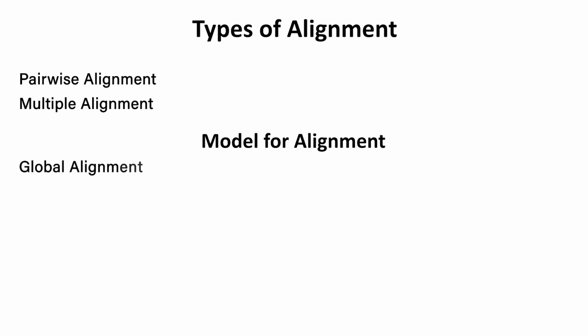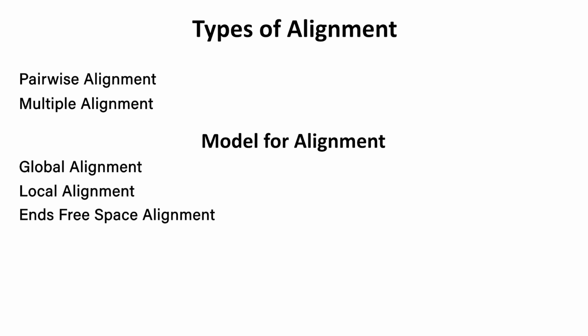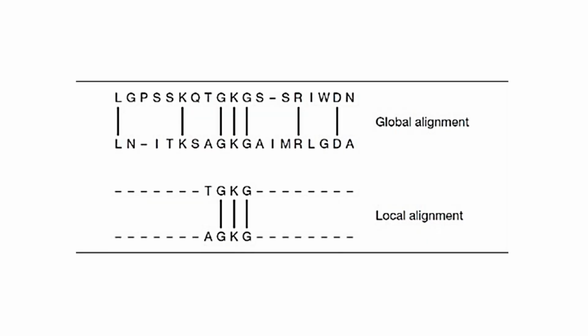So, there are two types of alignments. One is called pairwise alignment, the second is called multiple alignment. The pairwise alignment is further classified into global alignment, local alignment, end free space alignment and gap penalty models. As you can see, the global alignment is the alignment of sequence 1 with another sequence when we are taking the entire sequence. In the case of local alignment, a segment of one sequence aligned with a segment of another sequence is called local alignment.